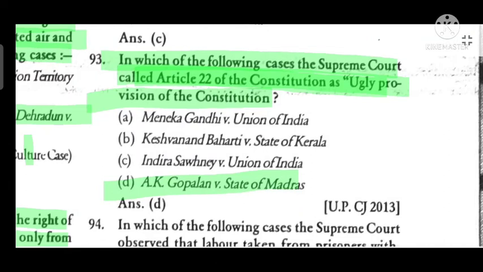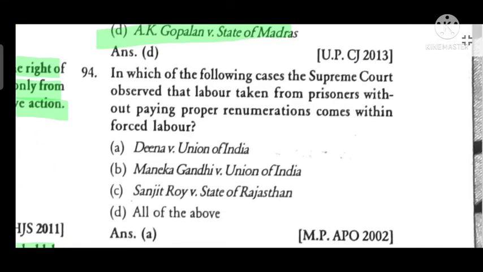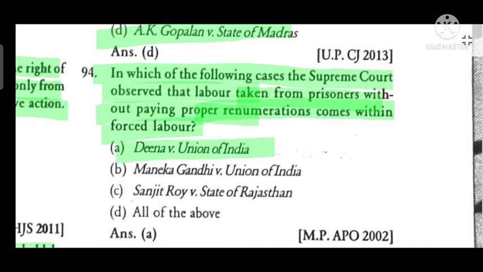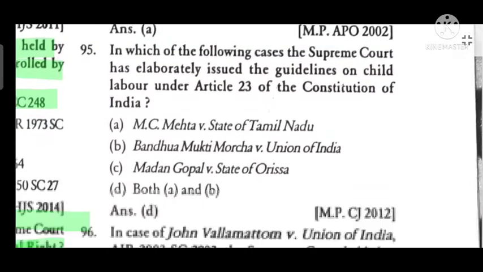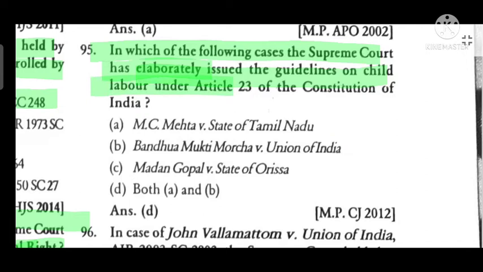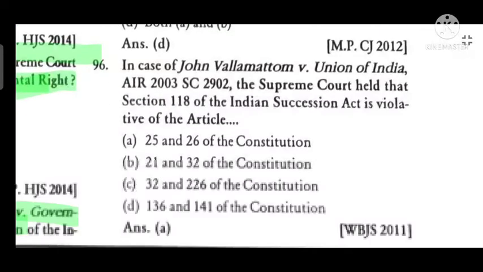In which one of the following cases did the Supreme Court call Article 22 an ugly provision of the Constitution of India? A.K. Gopalan versus State of Madras. In which case did the Supreme Court observe that labor taken from prisoners without paying proper remuneration comes within forced labor? Dina versus Union of India. In which case did the Supreme Court issue guidelines on child labor under Article 23 of the Constitution of India? M.C. Mehta versus State of Tamil Nadu, Bandhua Mukti Morcha versus Union of India.